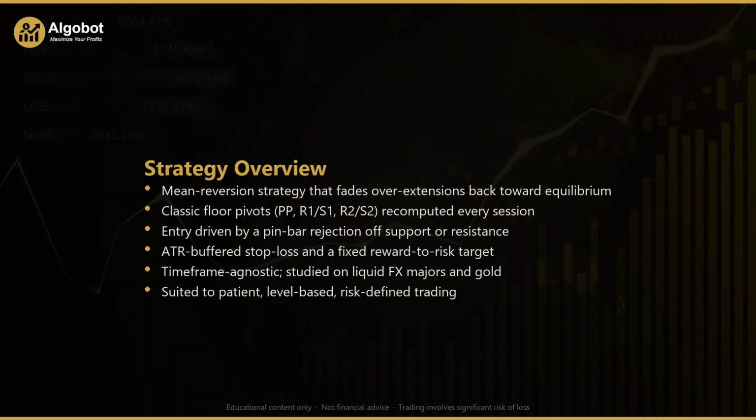Once those levels exist, the EA watches for price to probe one of them and print a rejection candle, also known as a pin bar. This is a candle with a long wick pointing in the direction price was pushing and a close that snaps back the other way. A long wick below support with a close back above it suggests buyers stepped in. A long wick above resistance with a close back below it suggests sellers took control.